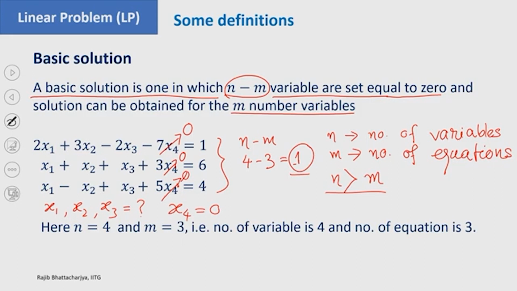So, in this case n minus m variables are set equal to 0. In this particular case we have 4 variables and 3 equations, therefore one variable will be set equal to 0. One variable means any variable, suppose I have taken x4, but you can also take x2. In that case whatever solution you are getting, we can say it is a basic solution.